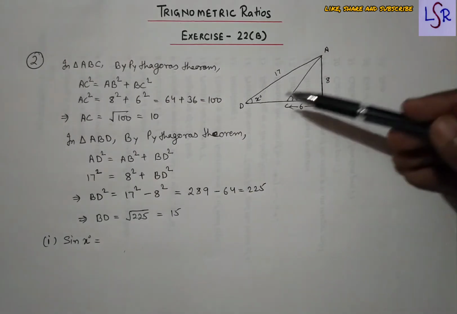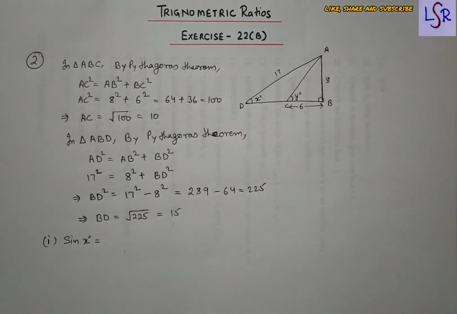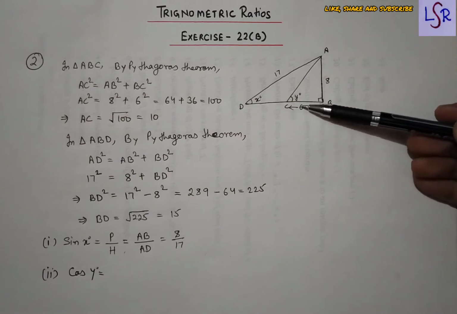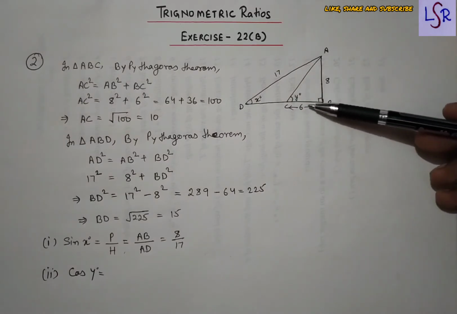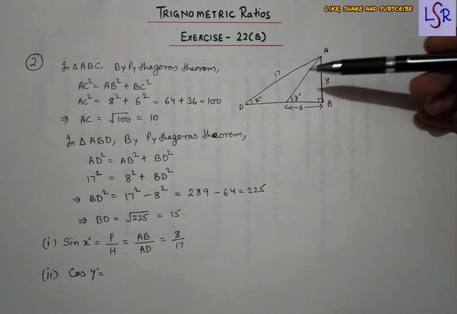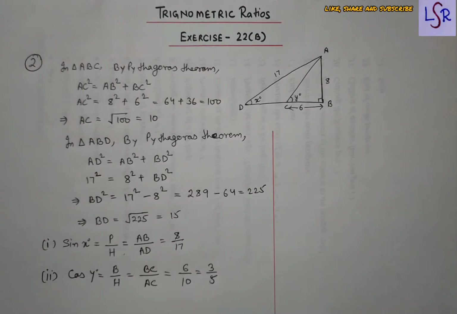Now in the first part we have been asked sin x, and sin x is perpendicular upon hypotenuse. So for x, the perpendicular will be AB and the hypotenuse will be AD. Then we have cos y. Cos y is base upon hypotenuse. For y, this one will be the base and this will be the perpendicular. Here AC is the hypotenuse. So we've got this.